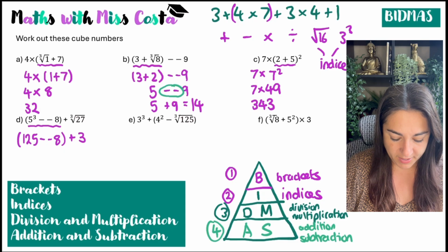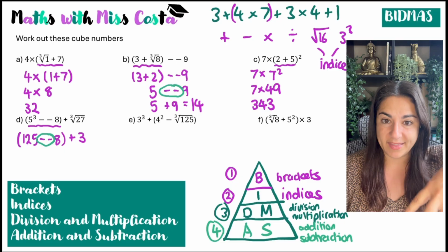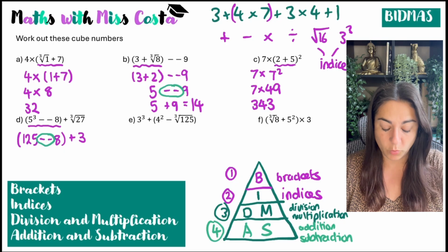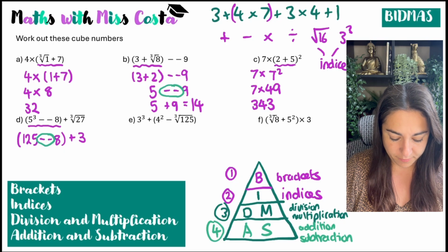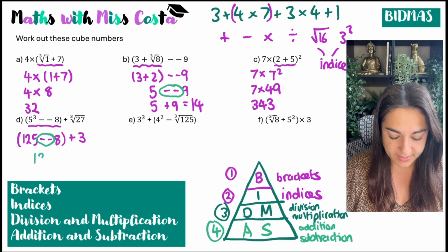Then I know that a minus and a minus next to each other become a plus because remember, you're taking away the negatives, taking away the cold, so it gets warmer. So 125 plus 8 is 133, and 133 plus 3 is 136.